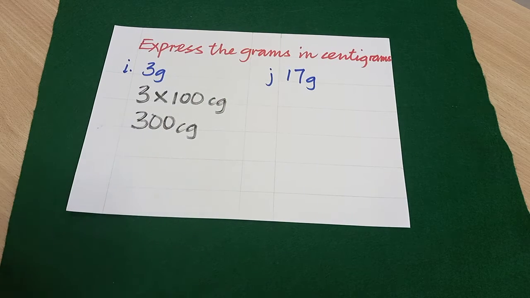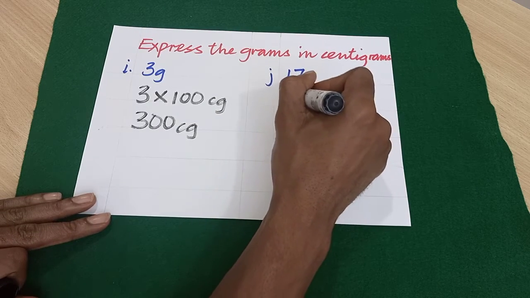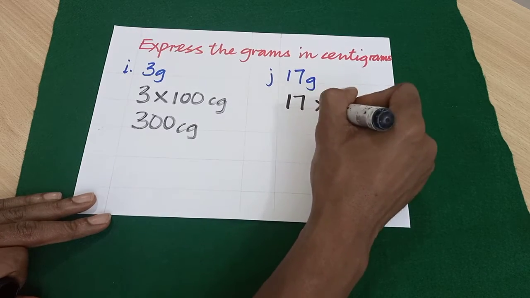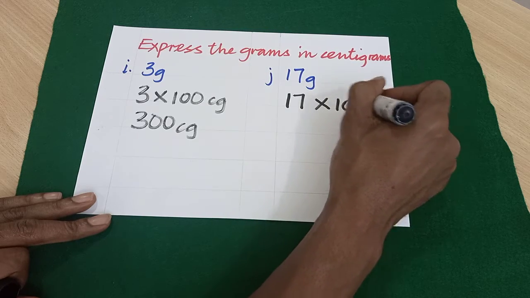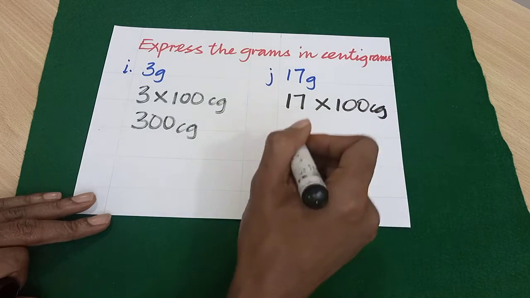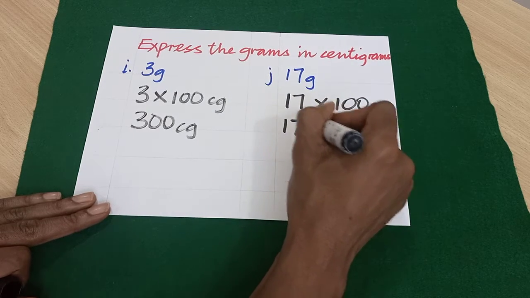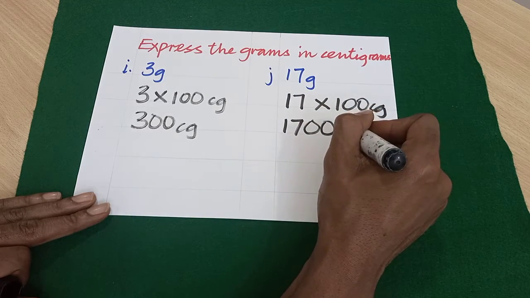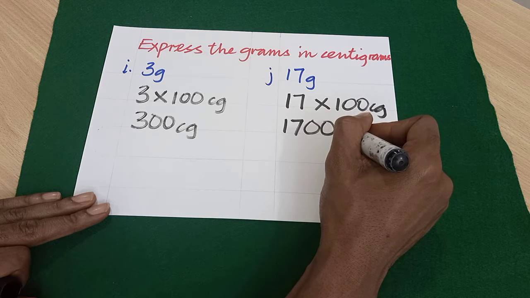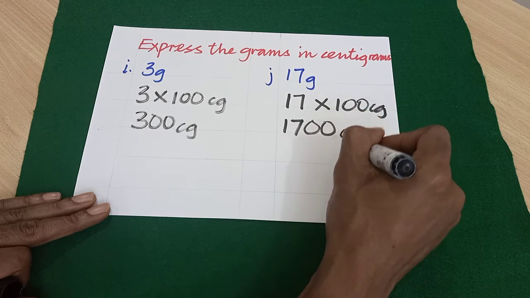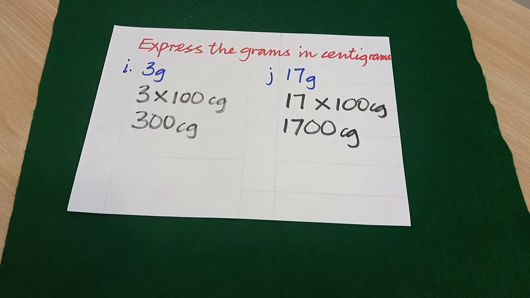centigrams. Okay, now how about 17 grams in centigrams? This is going to be 17 times 100 centigrams. So this is going to be what? 17 with 2 zeros after it is what? 1700 centigrams, and that is the answer.